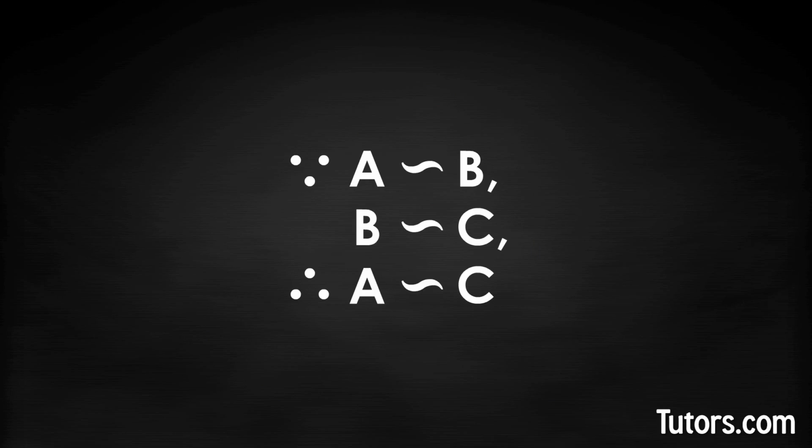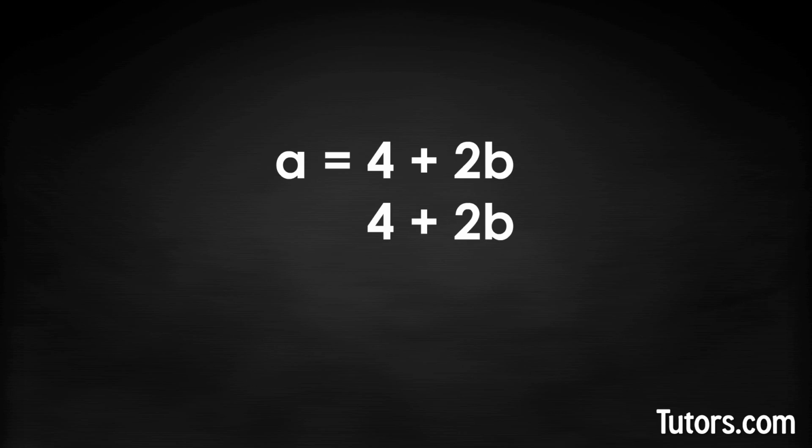You use this property a lot in algebra when solving for variables. If you have two expressions with the same term in each, you can use the transitive property of congruence to connect other terms in expressions. For example, A equals 4 plus 2B. 4 plus 2B equals C. Therefore, A equals C.